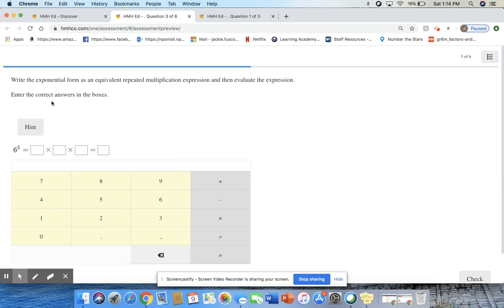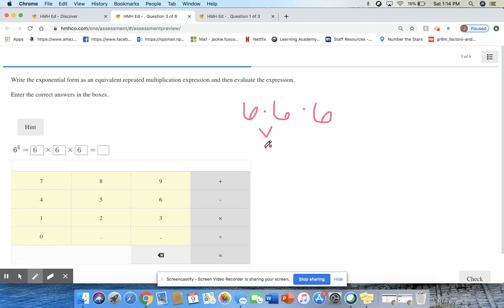Let's take a look at number 3. Write the exponential form, so it's already given to you in exponential form, write it in repeated multiplication. So 6 is my base, so that is the number I am multiplying, and my exponent is 3, so I'm multiplying 6 3 times. Now, 6 times 6 is 36, so let's do this out over here. 6 times 6 times 6 is what I need to do.